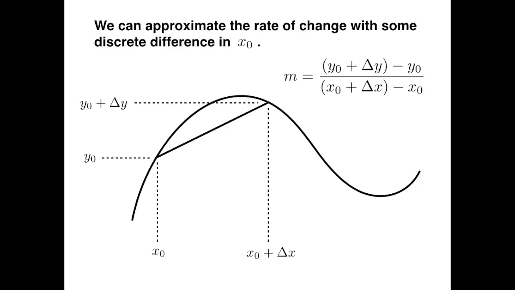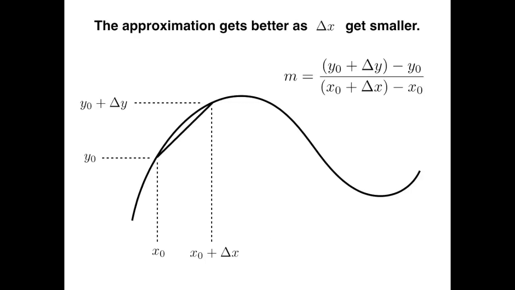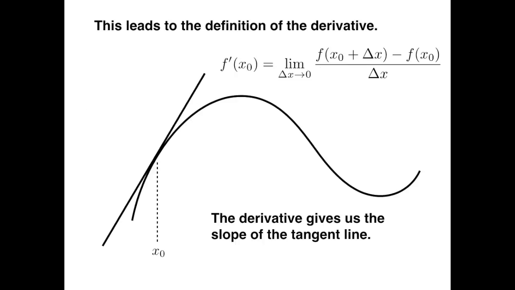And then we can calculate the rise over run of this straight line, and that will be its slope, denoted here by little m. Can we get a better approximation of the rate of change at the location x naught? Well, yeah, we can make delta x smaller, as shown here. And by doing so, we get a better approximation of the rate of change. And so we can keep doing this procedure to get the instantaneous rate of change. And this is the derivative.